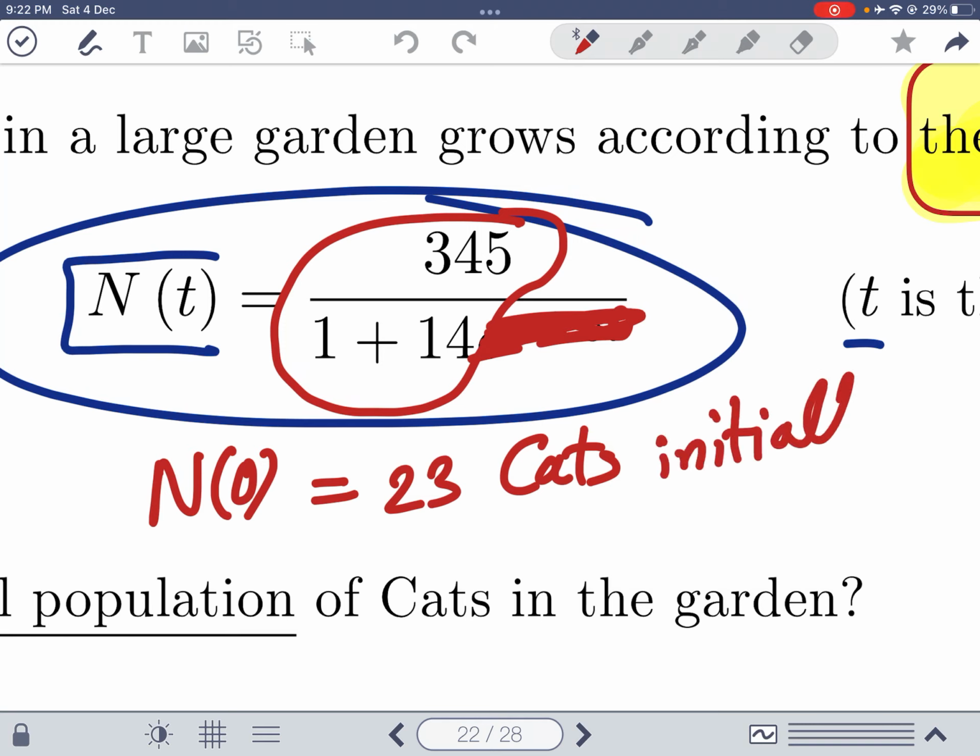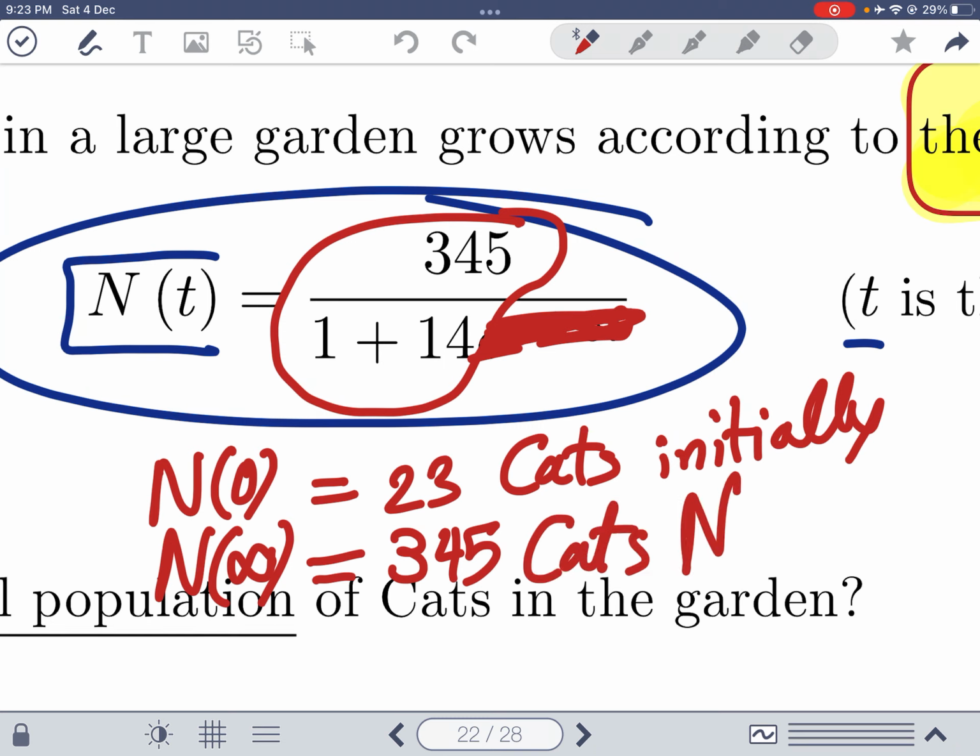Initially, and n of infinity, you know, as t goes to infinity, is 345. This is cats, the maximum possible.